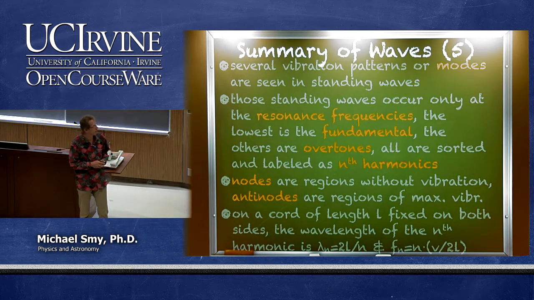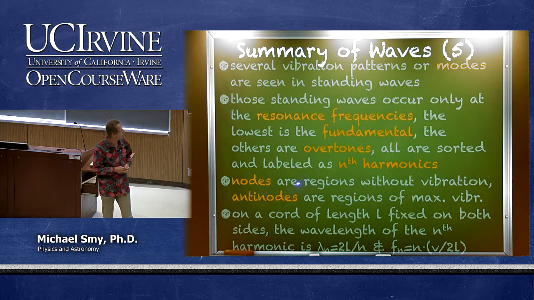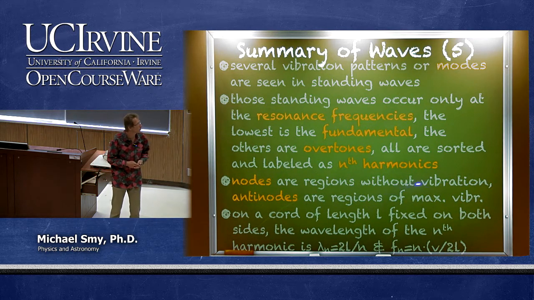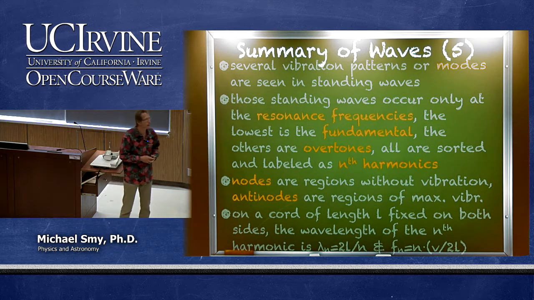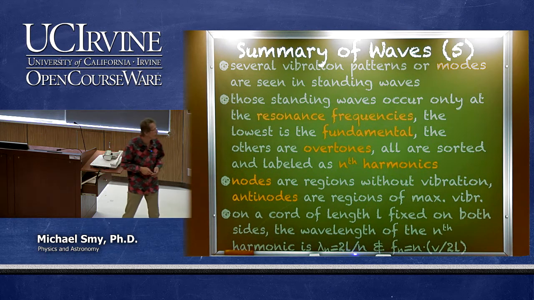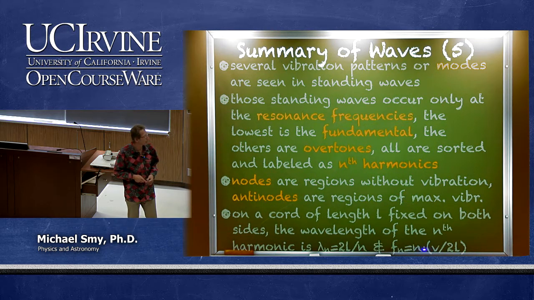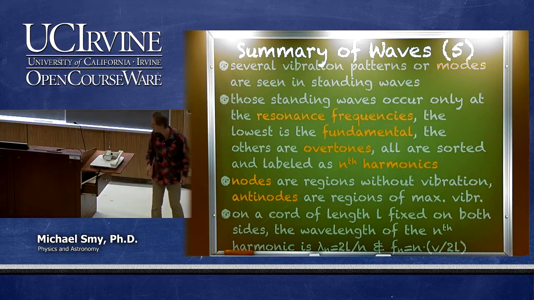The lowest of those is called the fundamental, and the others are called the overtones, and all are sorted and labeled as the nth harmonic. The patterns are typically defined by nodes, those are regions that show no vibration at all, and antinodes, those are regions that show maximal vibration. And if you have a chord of length L fixed on both sides, the wavelength of the nth harmonic is twice the length divided by n, where n is a positive integer. And the frequency is n times the velocity divided by twice the length.